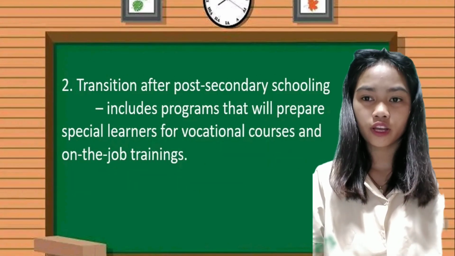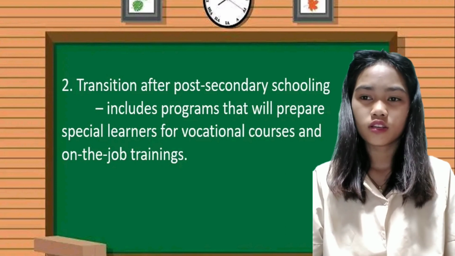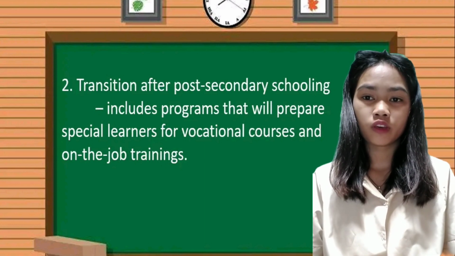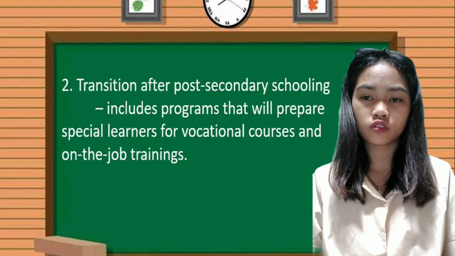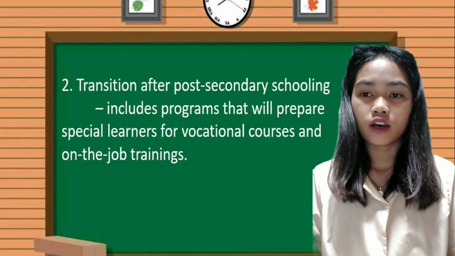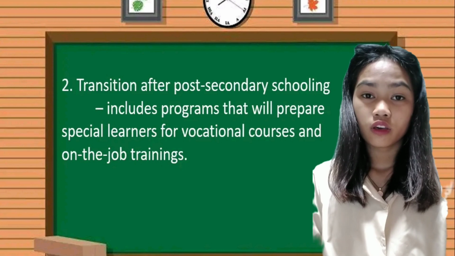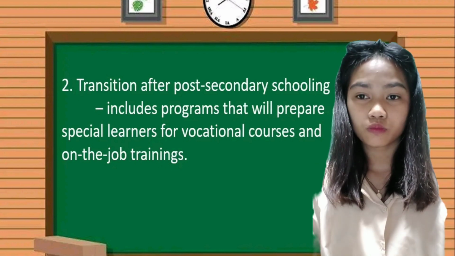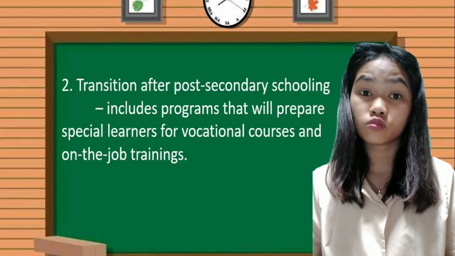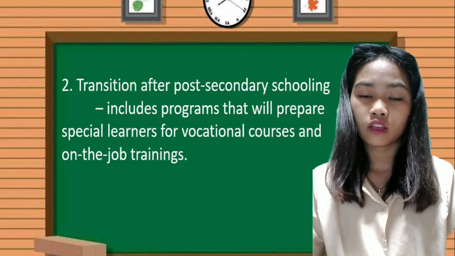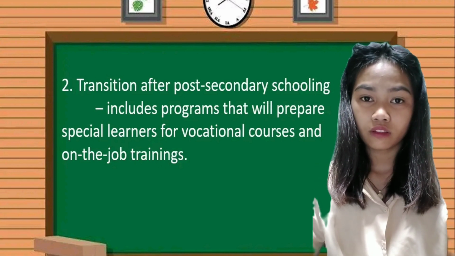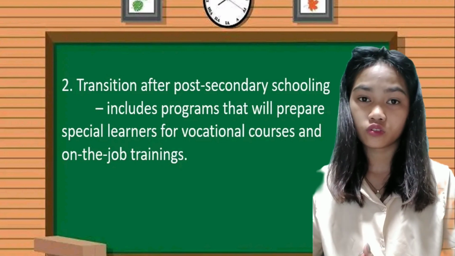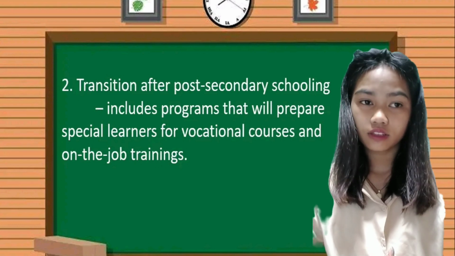So next we have the transition after post-secondary schooling. What are those? It includes programs that will prepare special learners for vocational courses and on-the-job training. It may also include programs that will help students move to higher education if possible. So after they graduate from post-elementary, they will become in transit to post-secondary. So it includes the program that will prepare the special learners for vocational courses. They may proceed to another course or another program that will enable them to have employment in the field of work in society. It will help them to move to higher education, or the college level, until they graduate.